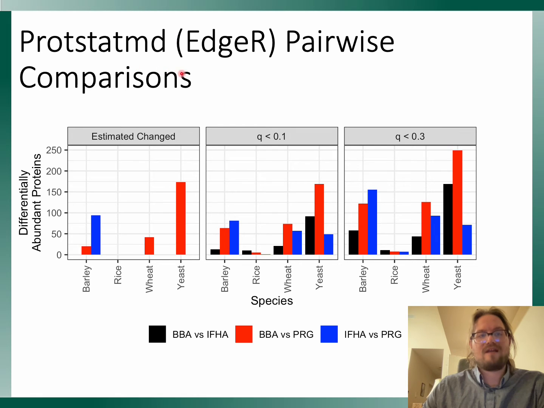With our ProtStatMD container, using peptide spectral counts to make pairwise comparisons, I want to note that the y-axis has changed from 100 to 250 at the top. And we see that the same species, yeast, barley, and wheat, have a great number of differentially abundant proteins, but these are higher than when using area under the curve data.